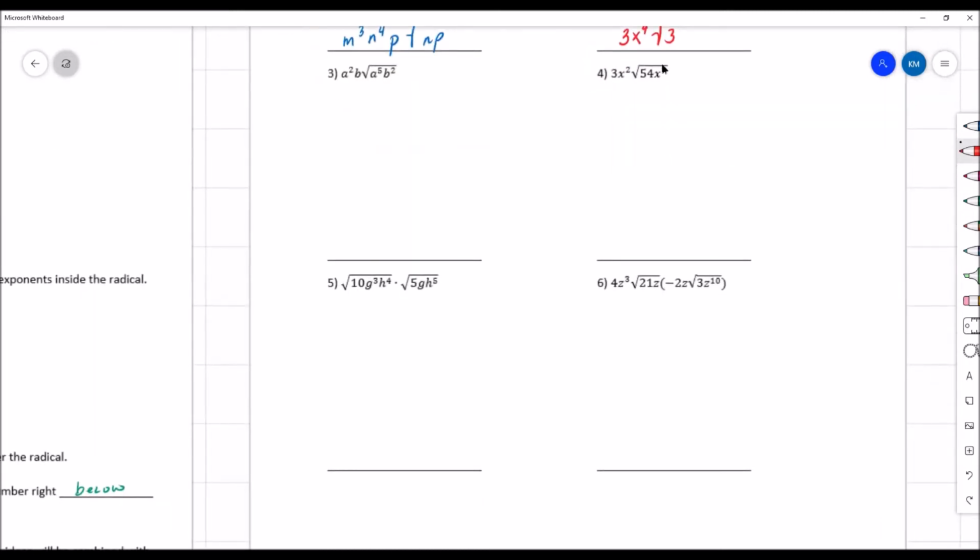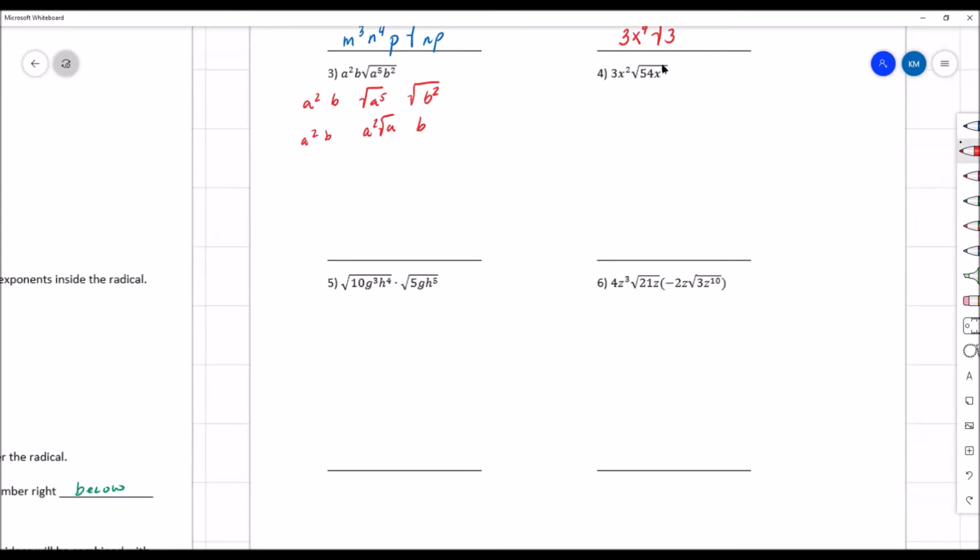Number 3, I have a squared b, radical a to the 5th b squared. So, stuff on the outside I don't want to forget, so I'm going to write it here. And now I'm going to separate this. I have a to the 5th b squared. How many pairs of a's do I have? Well, 4 evenly, so a squared with the 1 remaining. How many pairs of b's do I have? Just 1, no remaining. And then I have a squared b already here from the beginning of the problem.